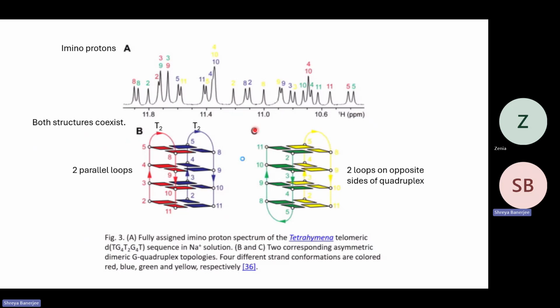Now what is shown here is an iminoproton spectra of this sequence, where according to the colors the peaks have been labeled. So the red G and the blue G are shown by this red and blue peaks, and the green and yellow are also shown. Since you observe peaks from both, the structures are coexisting in the DNA we are observing. So for all these structures, it is the iminoproton region that we use to understand which structures are present.